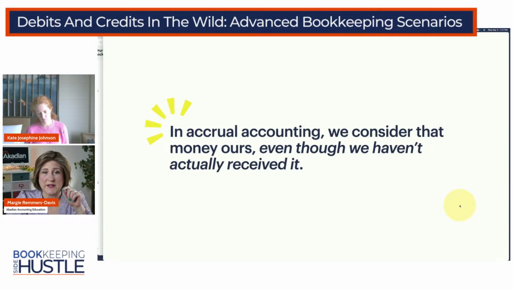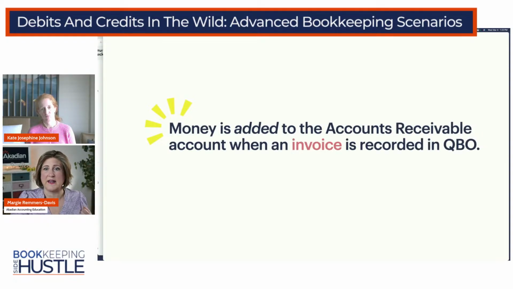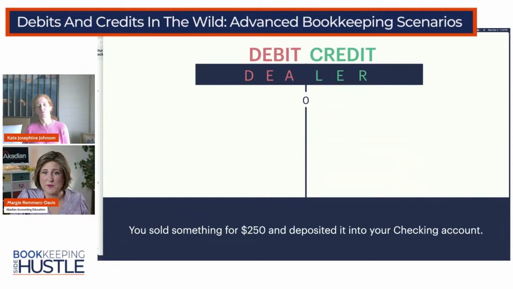Now, in accrual accounting, we consider that money ours, even though we don't actually have it in our hot little hands. It's still considered ours. And because it's something we own, it's an asset. So it's treated like an asset. And just like with accounts payable, money is added to the accounts receivable account when an invoice is recorded in QBO.